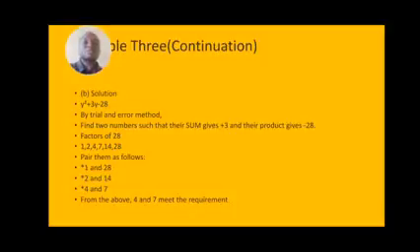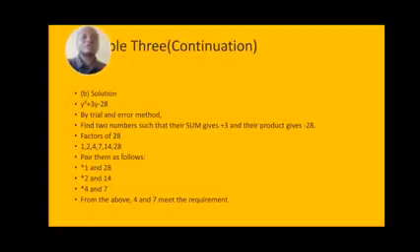Now let's take the second question. y squared plus 3y minus 28. So by trial and error method, we find two numbers such that their sum gives you plus 3, which is the middle number, and their product gives you minus 28, which is the last number. As usual, we carry out this.